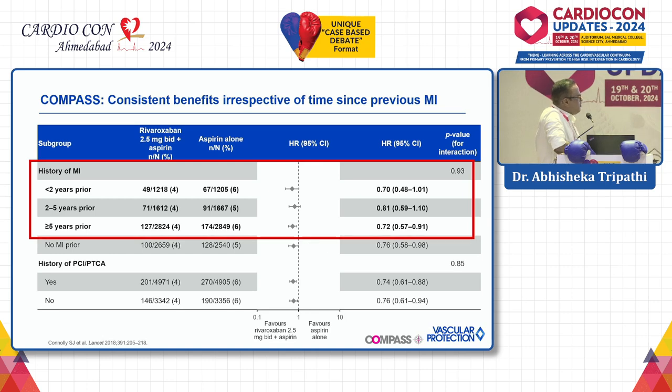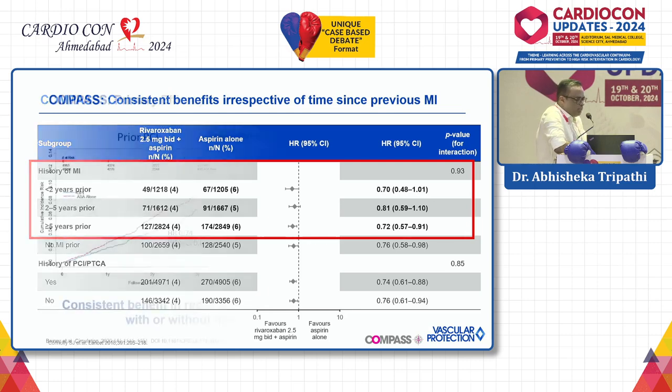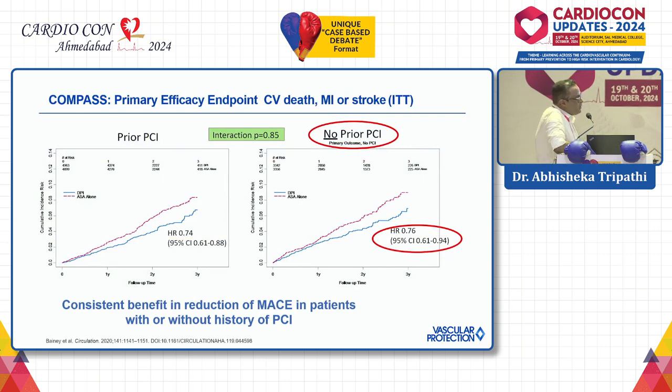Second, the COMPASS benefit persisted irrespective of when the patient had MI. Even if you see less than 2 years after MI, 2 to 5 years after MI, or more than 5 years after MI, the benefit remained there. The hazard ratio, the confidence interval remained on the benefit side. However, the same thing was not true with ticagrelor, because it was seen that the benefit was maximal immediately after the acute vascular event, within 2 years. After 2 years, the benefit was not much.